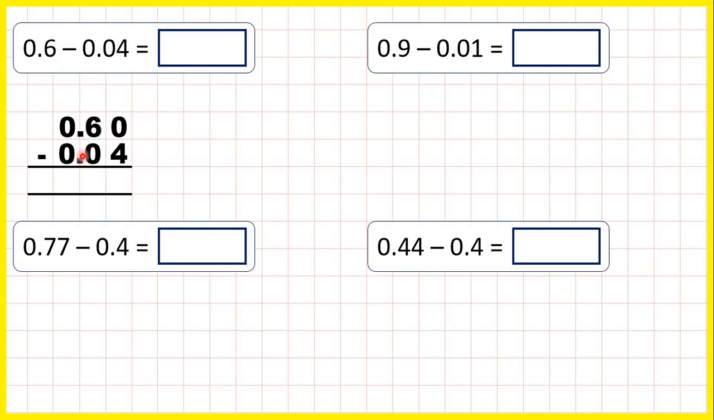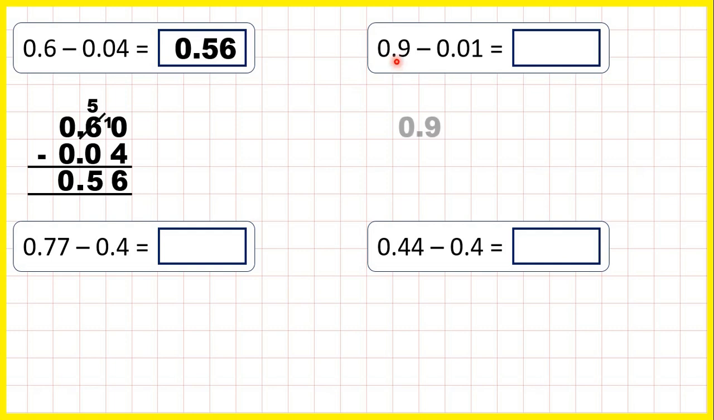Now, we can copy the decimal point down into our answer and subtract using column subtraction. So we can't do 0 minus 4, so we go to the left, 1 less, 1 in front. 10 minus 4 is 6, 5 minus 0 is 5, and 0 minus 0 is 0. So our answer is 0.56.